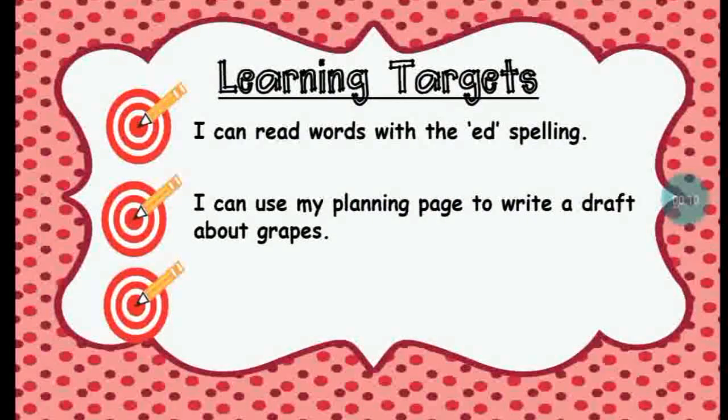At the end of this class, you should be able to read words with the ed spelling. You should be able to use your planning page to write or draft about grapes. You should be able to read, ask and answer questions about key details in the story, River, by the author.